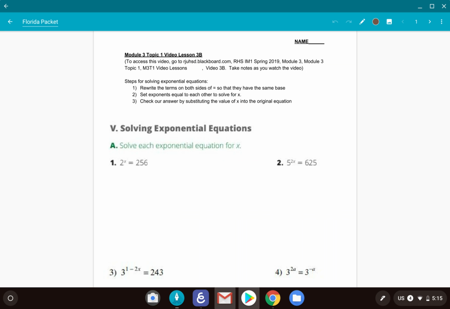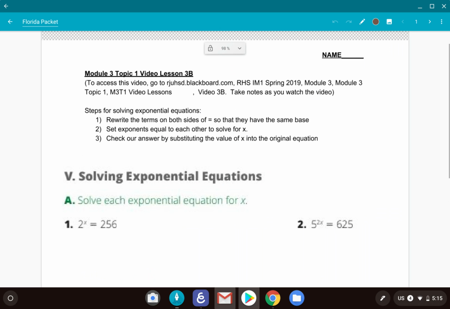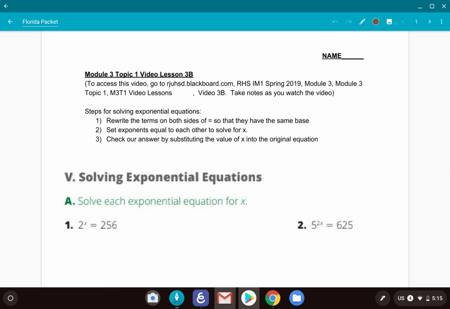Okay, we are going to continue solving exponential equations. We started this in class on Monday, so we will continue with some more examples today. And we're going to go ahead and just follow these 3 steps for solving exponential equations.